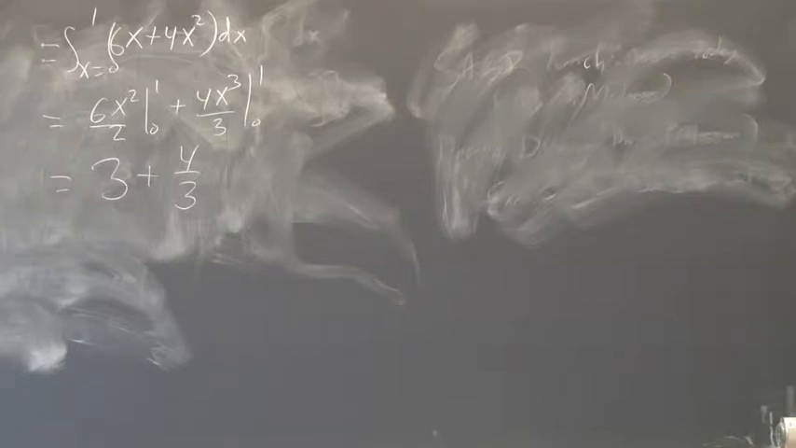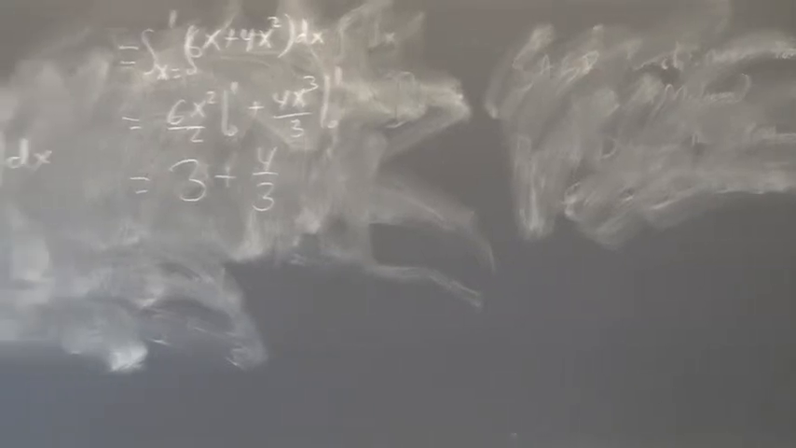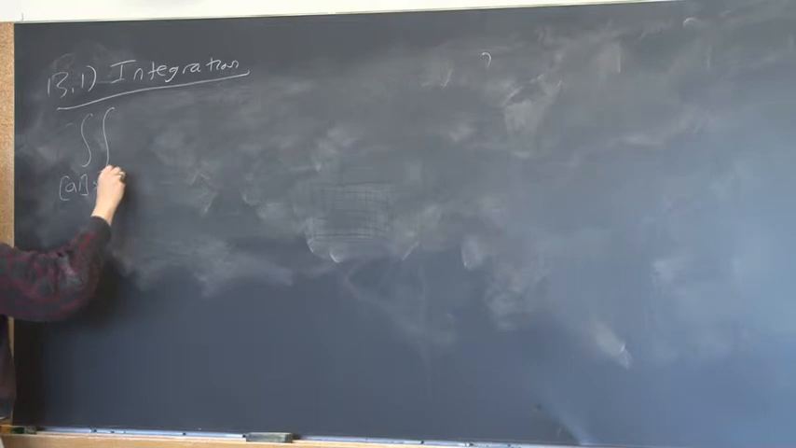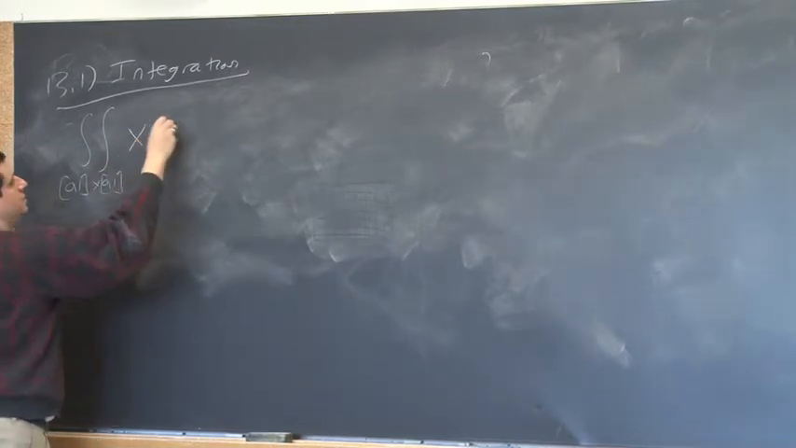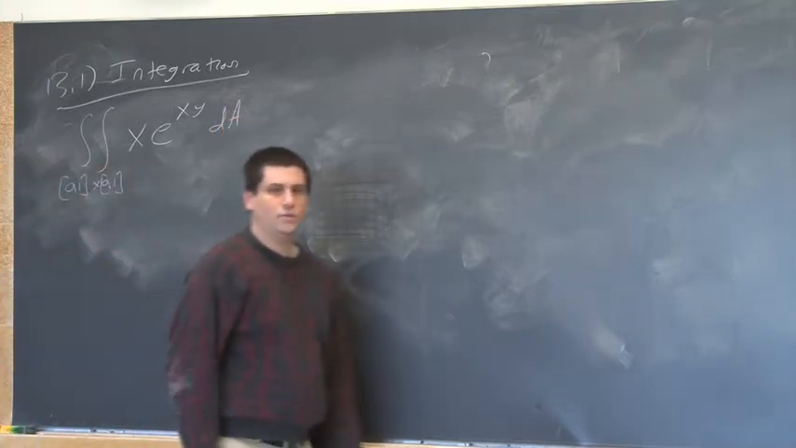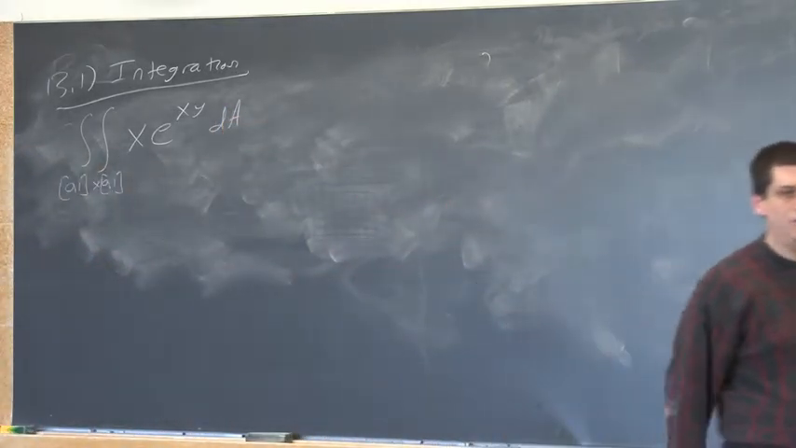What I want to do now is I want to do a more interesting integral. And so again, I'm going to still keep myself to be integrating over rectangles. But I'm going to take a more enjoyable function. So I'm going to take the function x times e to the xy. And so now I want to integrate over the rectangle 0, 1, cross 0, 1, the function x e to the xy dA. So I'm not telling you which way I want to integrate first.